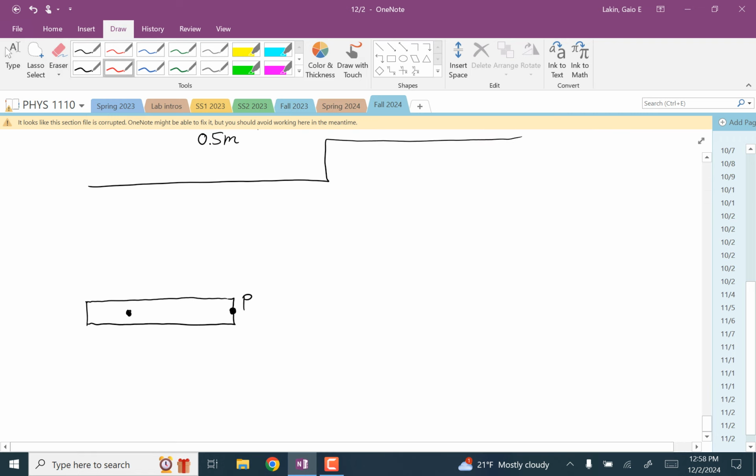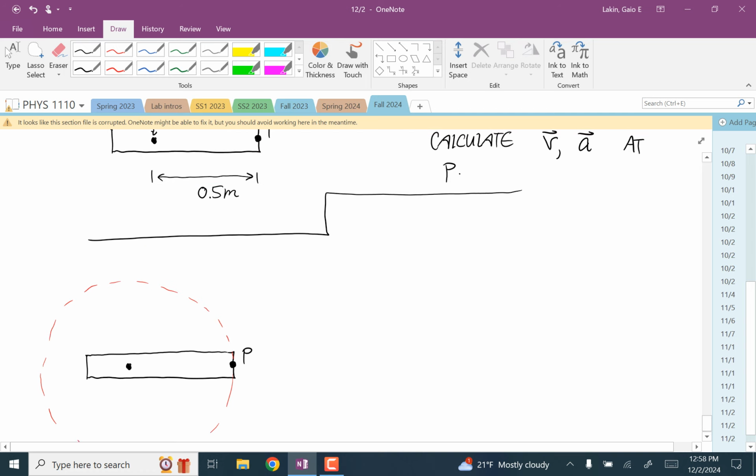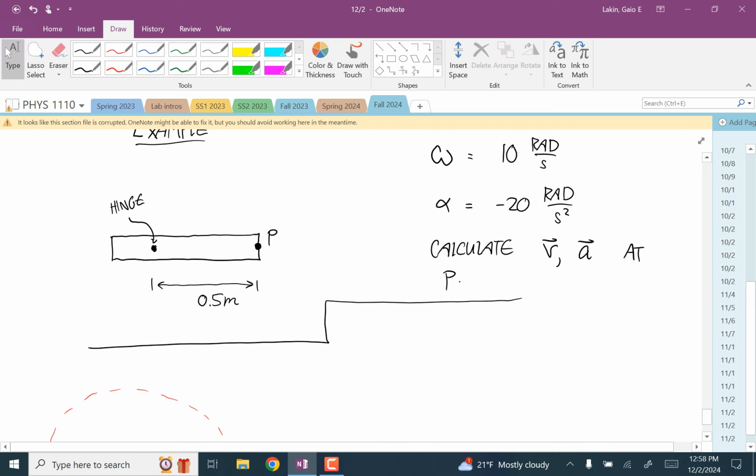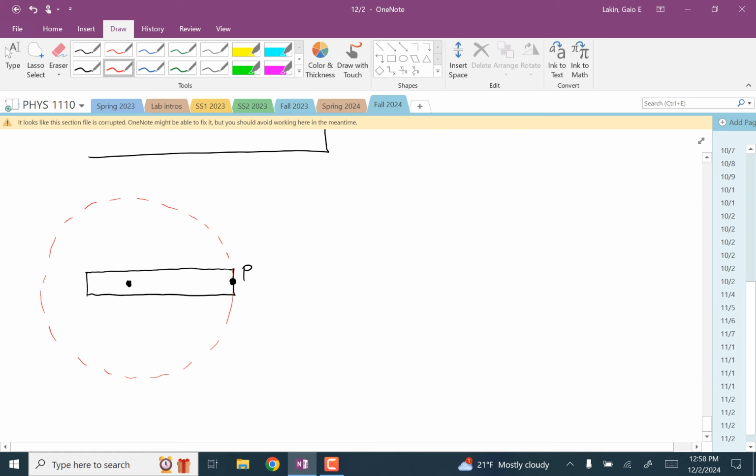Well, this P is moving in a circular path like this. It's a little off center. That hinge is supposed to be at the center of this circle, but I'm just going to leave it. The angular velocity is positive. So is this moving clockwise or counterclockwise? Counterclockwise. So the velocity vector is like this.